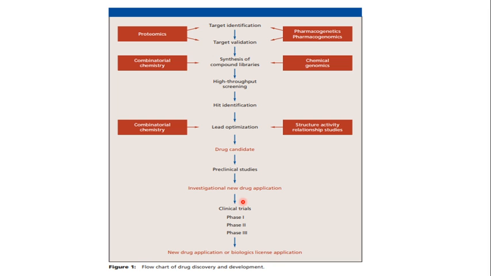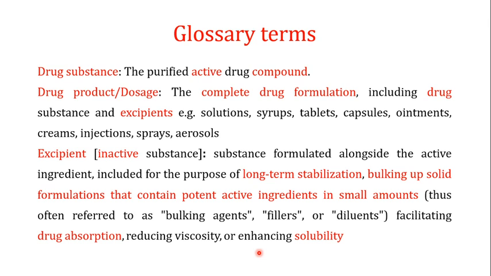These clinical trials are divided into phase 1, 2 and 3 depending on the number of participants. Once the drug has passed the clinical trials, you again file an application to the FDA, and if the FDA approves your application, the drug is available in the market for the treatment of the disease that you focused on. Now in this particular video, I want to focus on some of the important glossary terms.